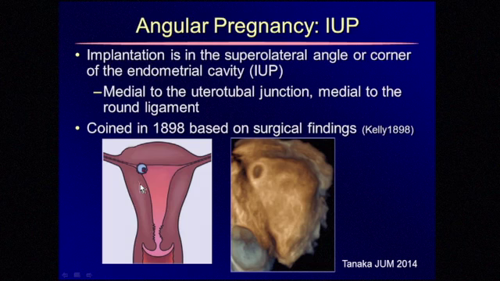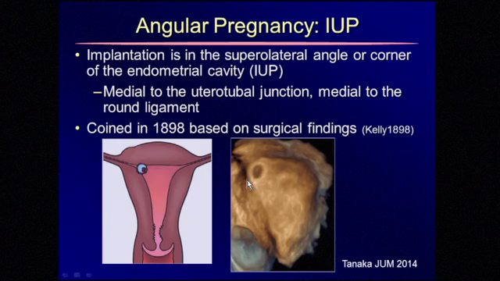So this is an implantation that occurs in the superolateral angle or corner of the endometrial cavity. If you do MR or if you looked laparoscopically, this would be located medial to the uterotubal junction, medial to the round ligament. Now, the gestational sac becomes eccentric, and on the surface of the uterus there's a bump, hence the cornual term. But this pregnancy has a very good opportunity to continue growing into the endometrial cavity.